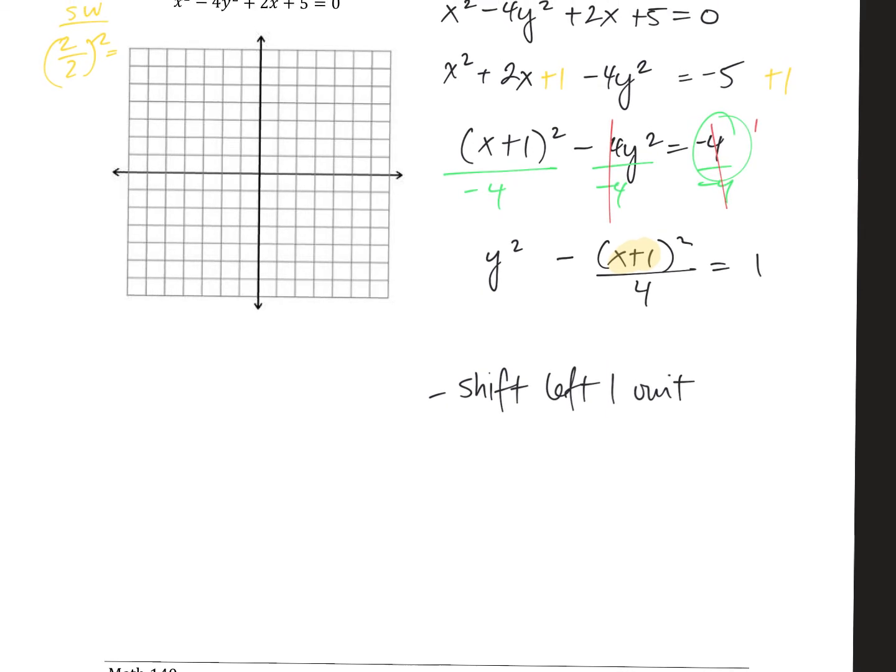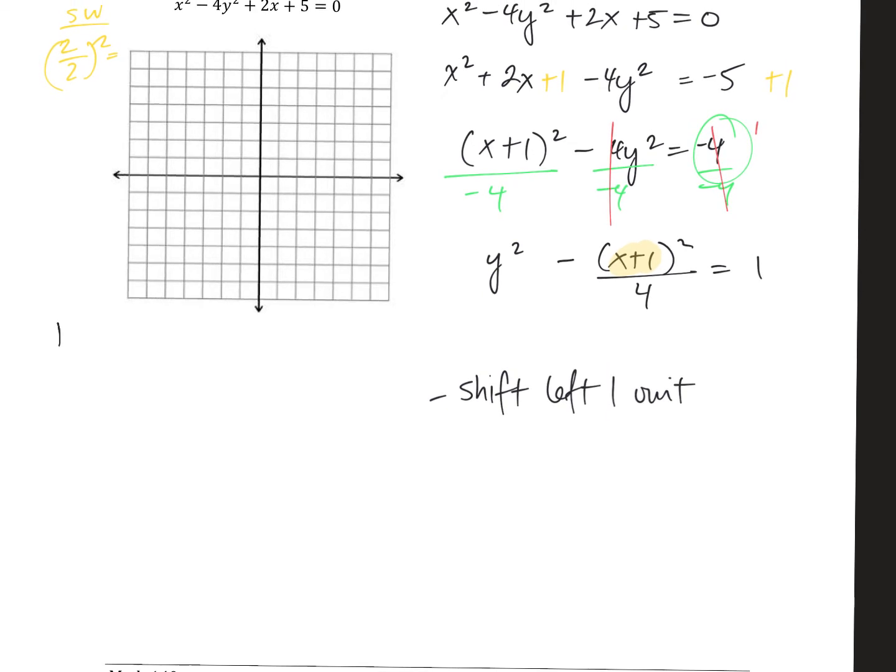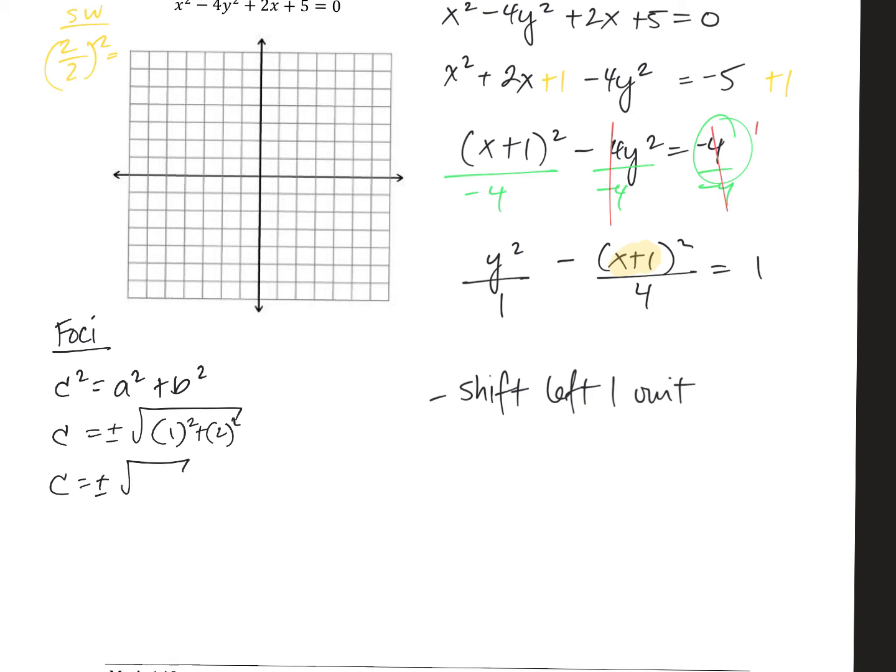Let's find the unshifted versions, and then we can find the shifted one. So for foci, we need a squared and b squared, and we're using the plus value because this is for a hyperbola. The a value is going to be 1. So we have c equals plus or minus the square root of 1 squared plus 2 squared, which would be 4. C equals plus or minus the square root of 5. And we have that. So our original unshifted foci would be 0, plus or minus root 5.